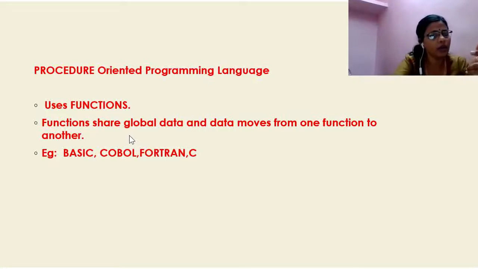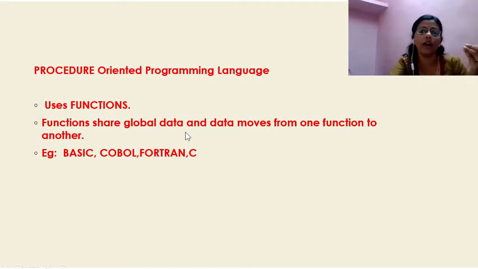The data could be obtained from where the user inputs, or the data could be taken from some other place also, right? So when it is not given from the current machine, when it is taken from outside, you call it global data. So these functions share global data, and data moves from one function to another.